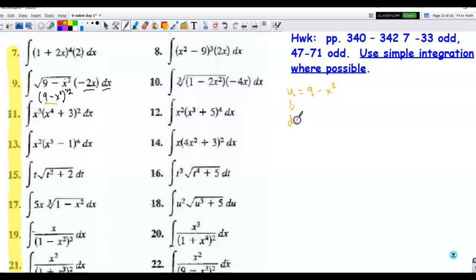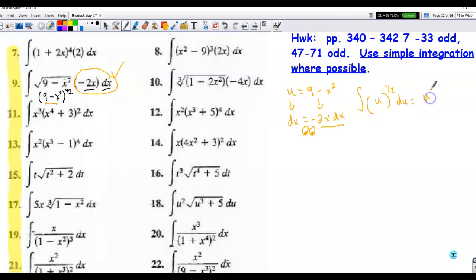Take the derivative on the left in terms of u, and I get 1 du. Take the derivative on the right, and I get negative 2x dx. This is where I use my math eyes to go over and see, do I have a negative 2x dx? Yes, I do. That's a good thing. I'm going to write my new simplified integral. So on the inside, I'm going to substitute u in place of 9 minus x squared, and that'll be to the 1/2 power. In place of negative 2x dx, I'm going to substitute du.